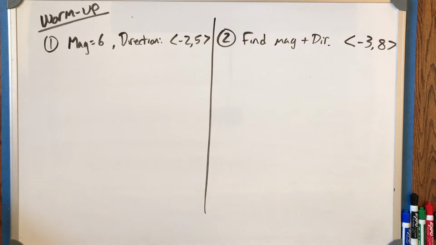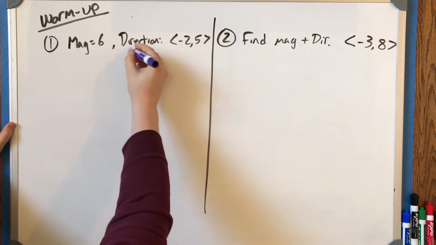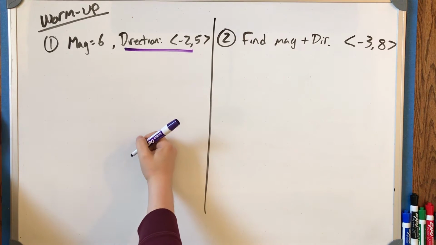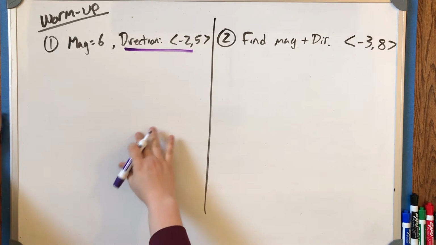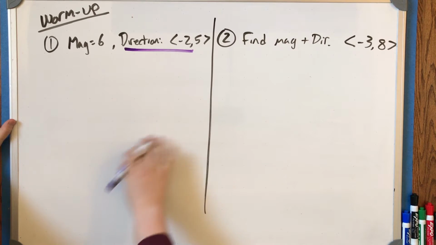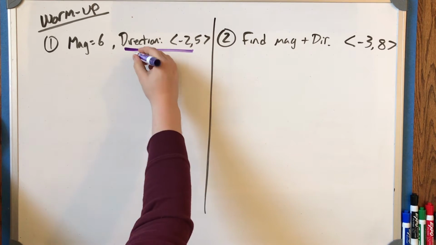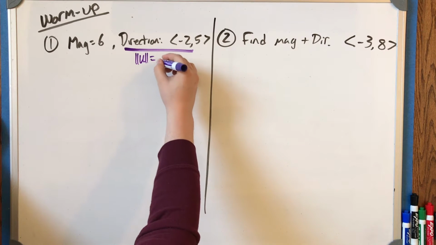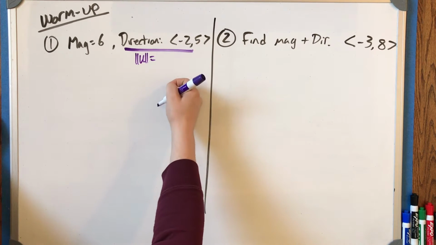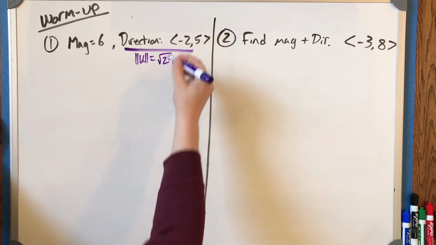All right, warm-up number one, we've got to find the vector whose magnitude is 6 and that's in the same direction as <-2, 5>. To capture the direction, I'm just going to find the unit vector. Remember, it's just a vector with a length of 1, and it captures the direction for us. We find it by finding the current length of this vector. The current length is the square root of 2 squared plus 5 squared, so that's the square root of 29.